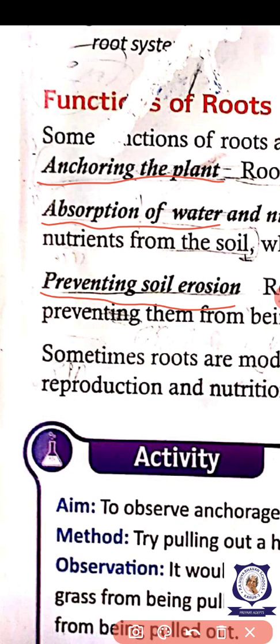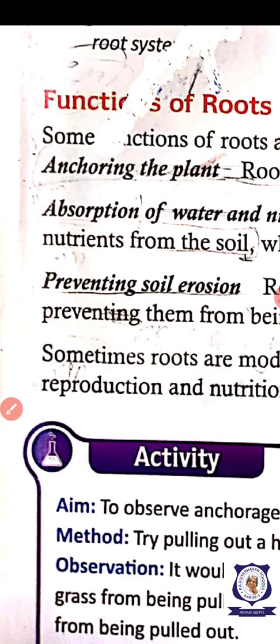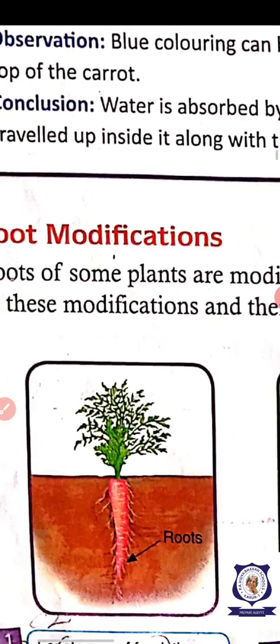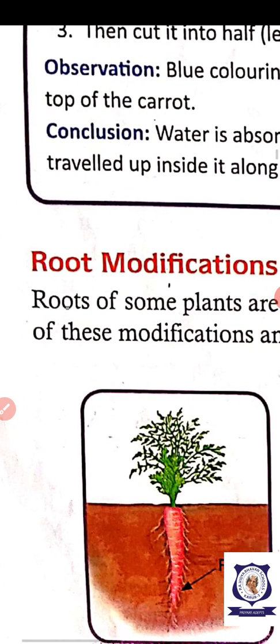Okay. And two other functions are there, that are reproduction and nutrition. In some plants, the roots do the reproduction work and the nutrition work. That we will see now. Next, we are going to see about the root modifications. Why are roots modified? What is modification? Modification means changes in the roots.